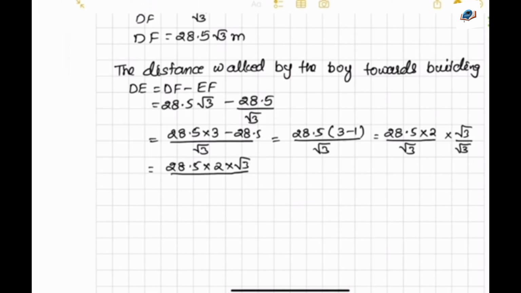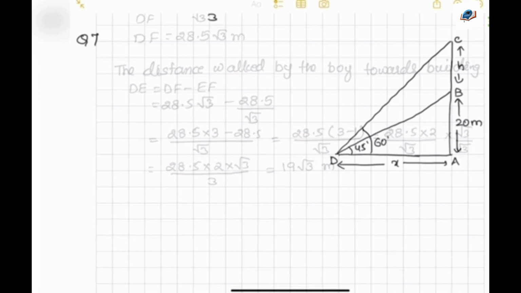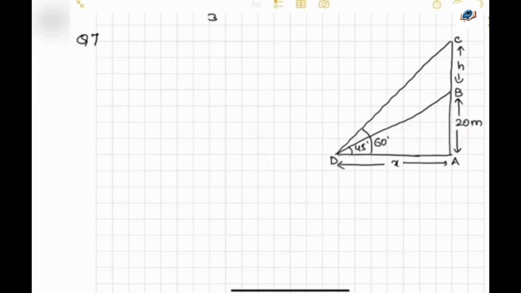so from a point on the ground, the angle of elevation of the bottom and the top of a transmission tower fixed at the top of a 20-meter high building are 45 and 60 degree respectively. Find the height of the tower.